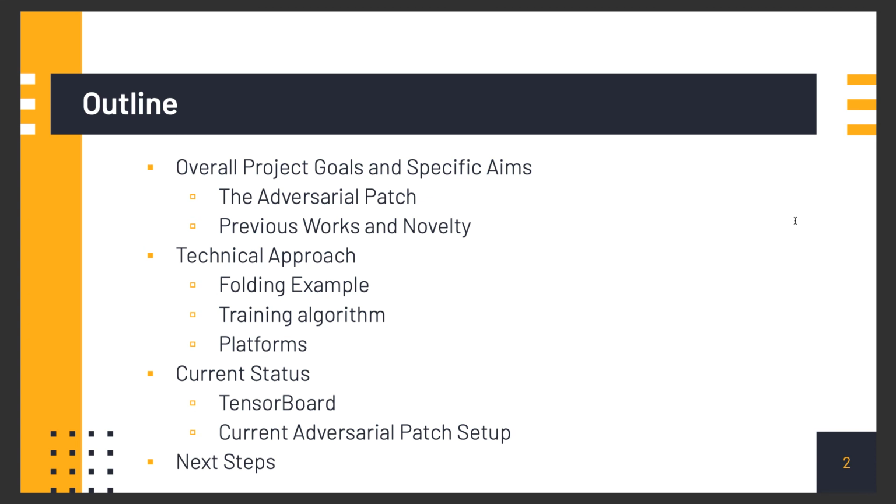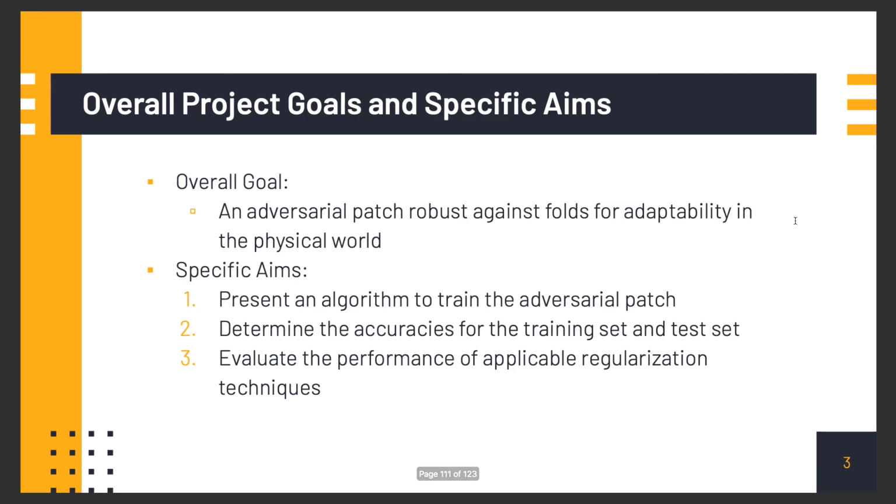In our technical approach, we're going to talk about how we're folding and visually deforming our patch and training our algorithm, as well as the platforms we're using, our current status and the next steps. Our overall goal is to create an adversarial patch robust against folds for adaptability in the physical world. We want to create an algorithm to train our adversarial patch, determine how much our patch can reduce accuracy on our training set and test set, and evaluate the performance of regularization techniques that we can use.